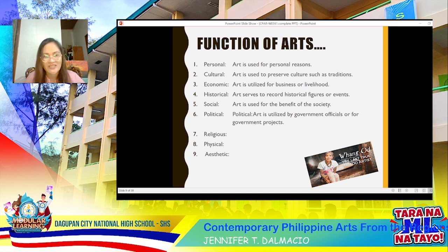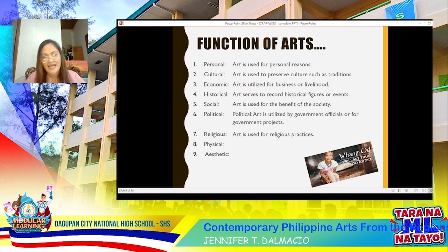Okay, for the religious function, that is when art is used for religious practices. It's looking at those churches and mosques which are carefully and artistically constructed to serve the purpose of worshiping or religious congregations. Physical is when the houses and buildings are constructed to protect people and all other things that may come inside or will be placed inside.